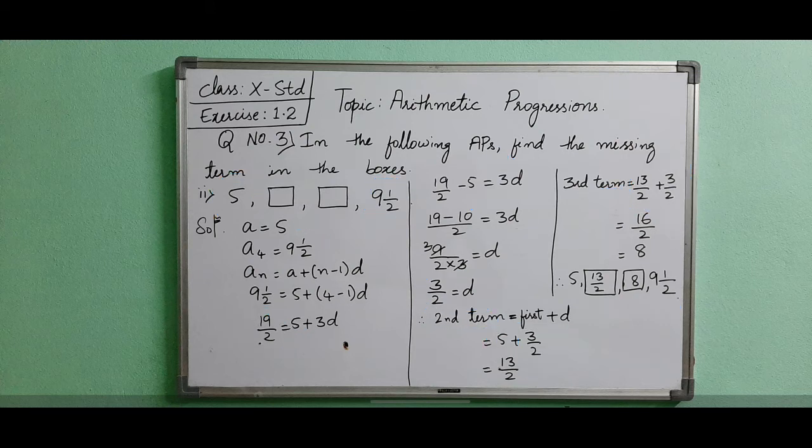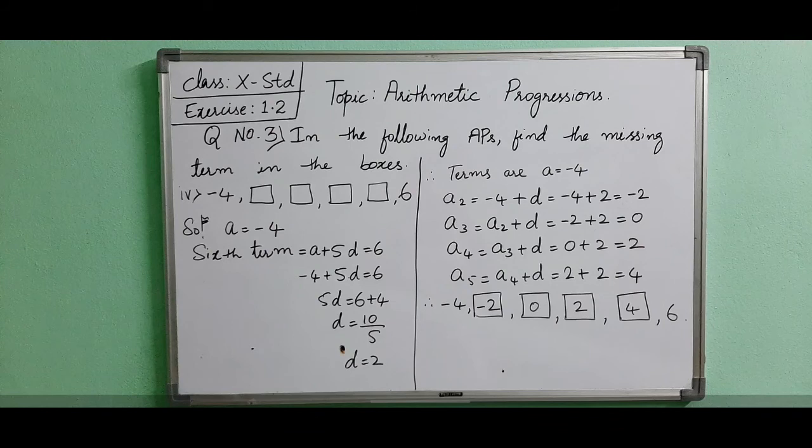With this same method, now we will go for question number 4. In this question, the same way we did the third one. The first term is given as minus 4 and the sixth term is given as 6. When we take the sixth term, it is a plus 5d. In general form we have a plus d, a plus 2d, a plus 3d, likewise. For the sixth term we get a plus 5d is equal to 6.